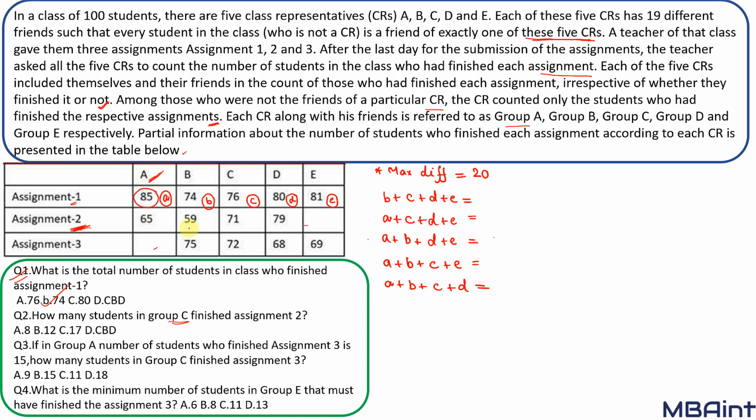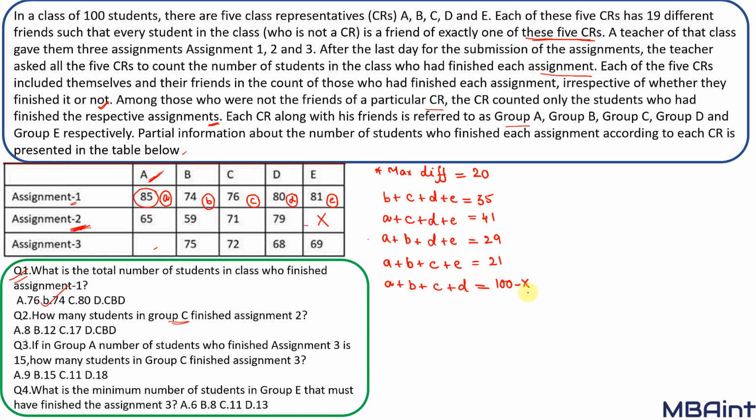So can I write similarly B plus C plus D plus E would be 35. This is 59, so that would be 41. This is 71, so that would be 29. This is 79, so this would be 21, and I don't know this number over here, so if this is X, this would be 100 minus X.